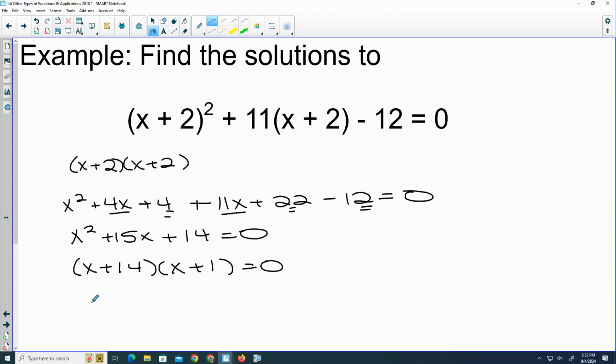Alright, set them equal to 0 and we get negative 14 and negative 1. Alright, and then you could certainly check it, but we didn't add squares in this problem, so our answer should work unless we just made a calculation error along the way.